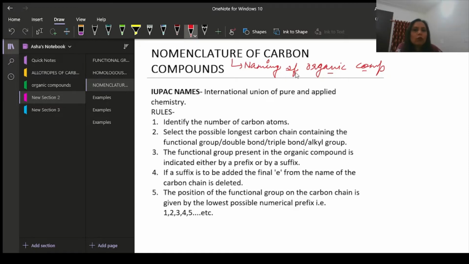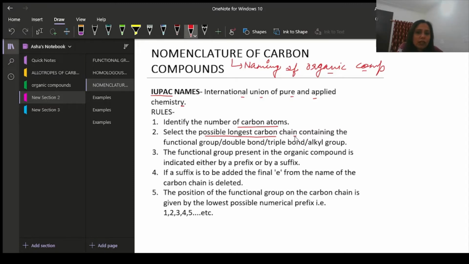Now first of all, who decides how to give the names? It is decided by the International Union of Pure and Applied Chemistry, which is in short also called IUPAC naming. So the rules are set by them and we are following the rules. You will have to identify firstly the number of carbon atoms in the given compound or molecule. I will show you some examples, there you will be able to understand more clearly.